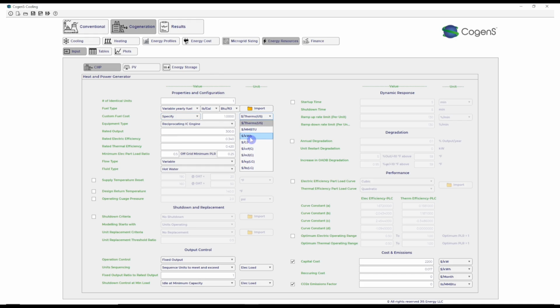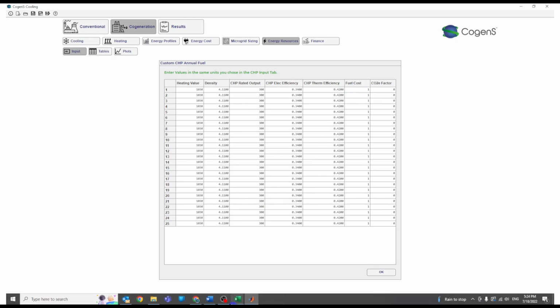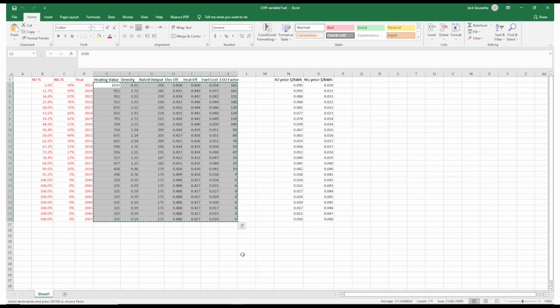After selecting the variable fuel option and choosing the units for our fuel properties input, we click the Import button and fill out the fuel transition table starting from year 1 and ending with the last year of the project life. The heating value, the fuel density, how the fuel affects the CHP rated output and efficiencies, the predicted fuel cost, and the fuel combustion CO2 emissions factor. We can fill out the table using an Excel sheet, then copying and right-click pasting in CogenS.